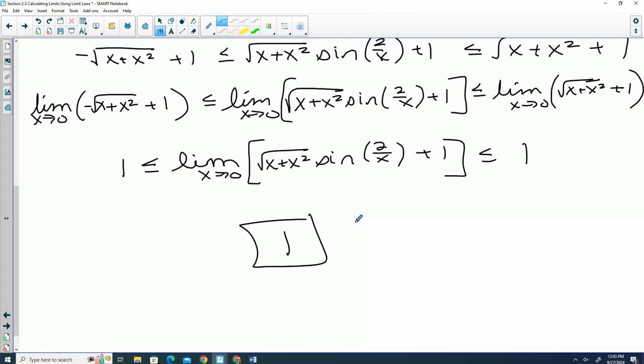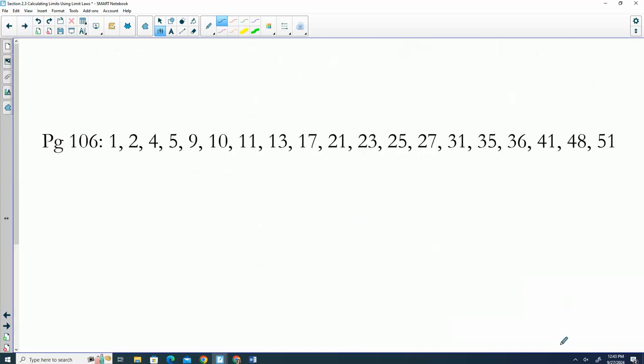If I'm telling you to use the squeeze theorem to solve it, it will work. Both sides will always come out as the same thing. And if they didn't, you did it wrong. Okay, all right, so you have a work day now.